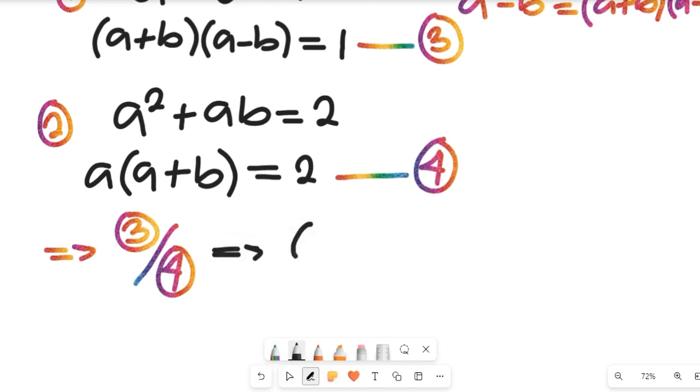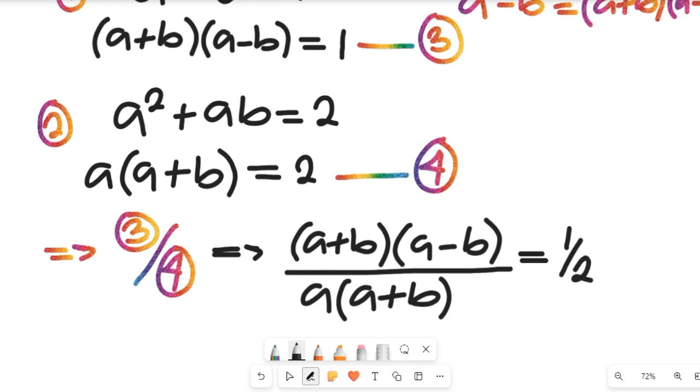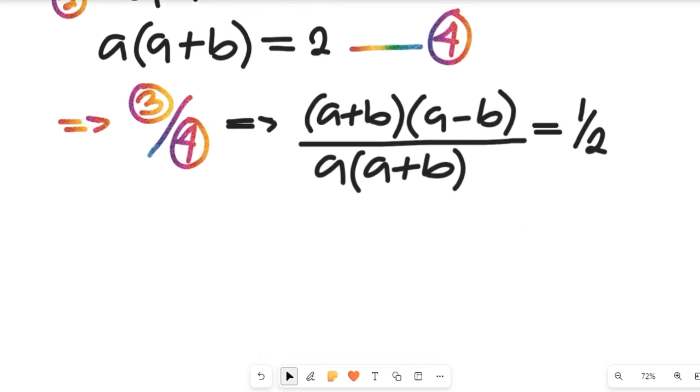We're going to have a plus b, right, multiplied by a minus b, right, and this is equal to 1, right? But we're not going to consider that 1. We're going to consider them separately. Then this will be divided by, the next one will have a multiplied by a plus b, and remember all this is equal to 1 divided by 2, because equation 4 gives us 2 and equation 1 gives us what? 1.